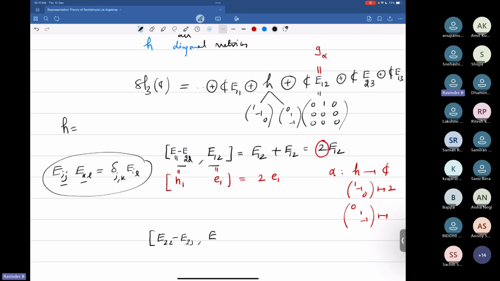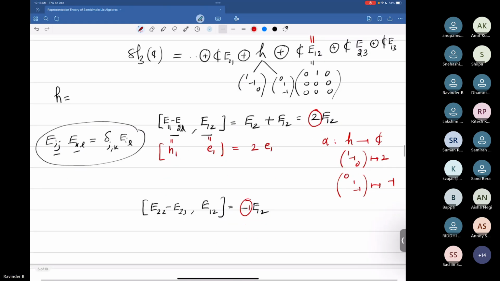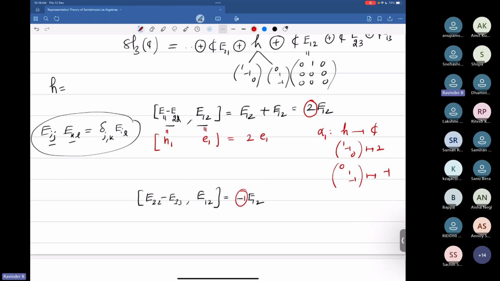Then you take the same vector E12. Multiplying this with this will not contribute anything, so AB is 0, because there is a 3 here and a 1 here. Then if you multiply BA, this 2 will give you something. With a negative sign, AB minus BA, you are getting E12 with eigenvalue minus 1. So this first root alpha 1 is a functional which takes H1 to 2 and H2 to minus 1, on these two basis elements.